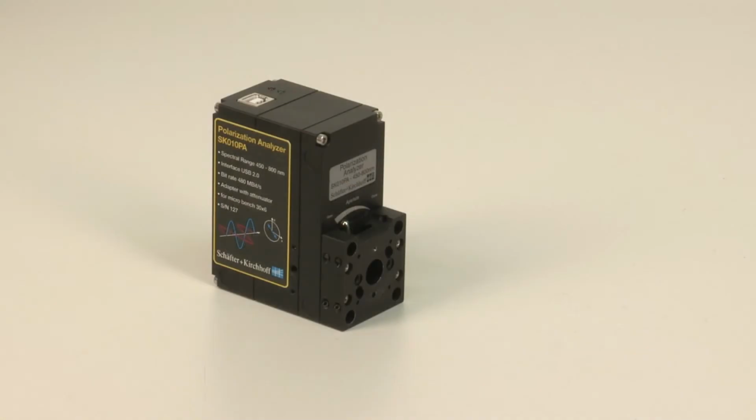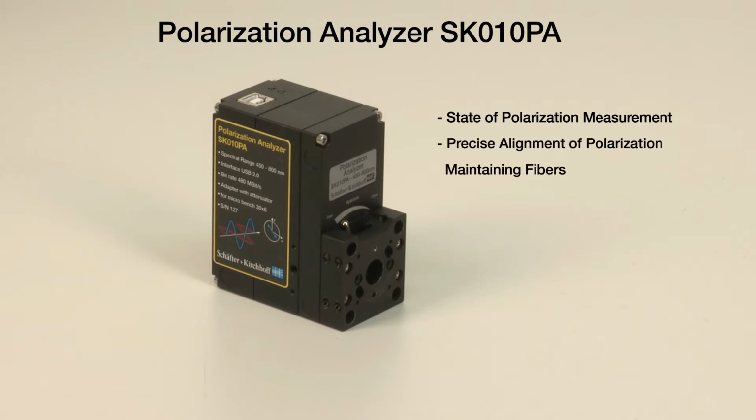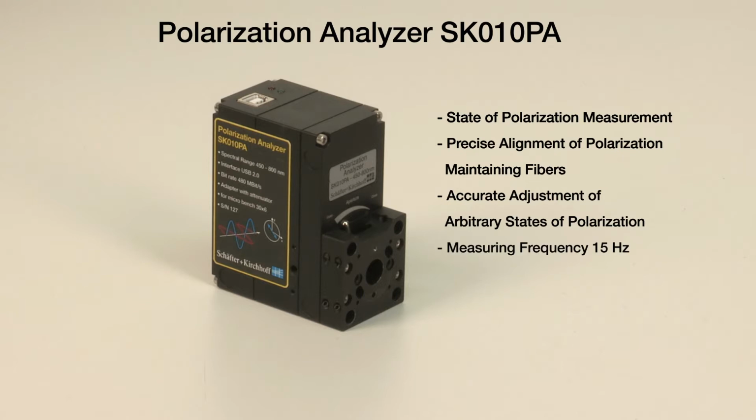The Polarization Analyzer from Schäfter + Kirchhoff is a compact measuring device for the determination of the state of polarization of light. It is suited for fiber-coupled laser sources as well as for free beam applications. The measuring frequency of 15 Hz is suitable for adjustment purposes.